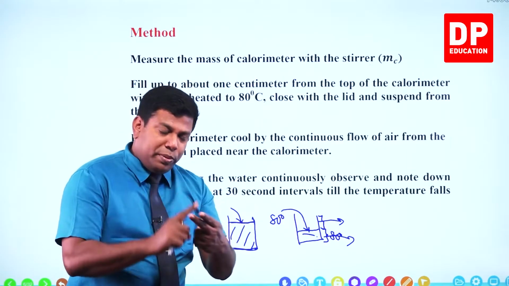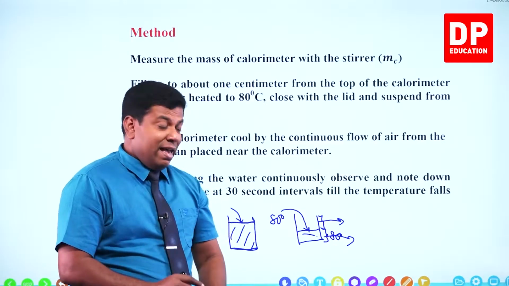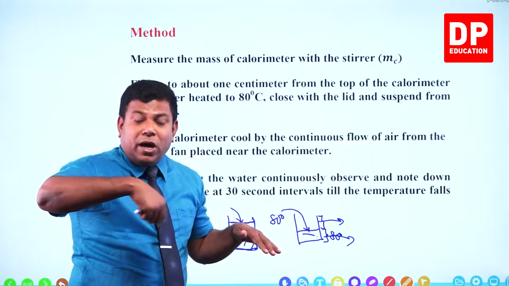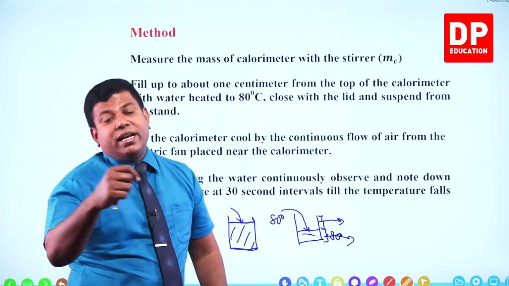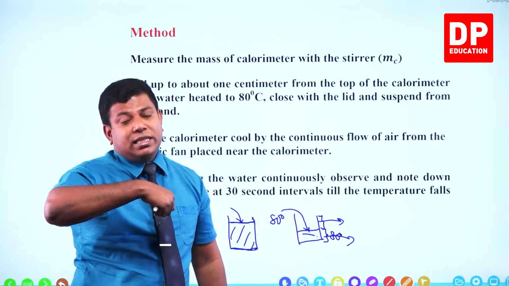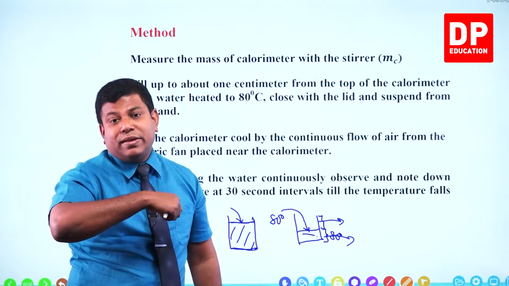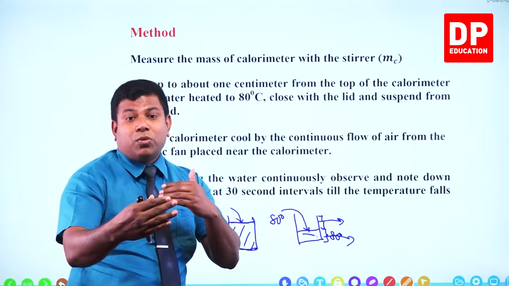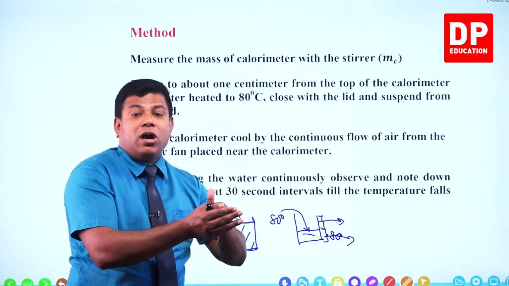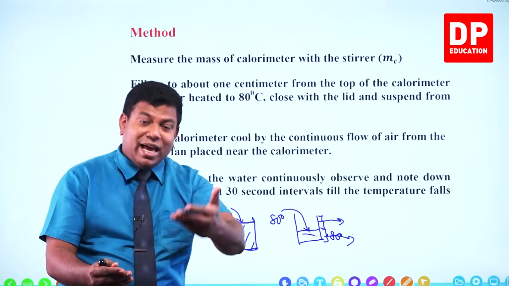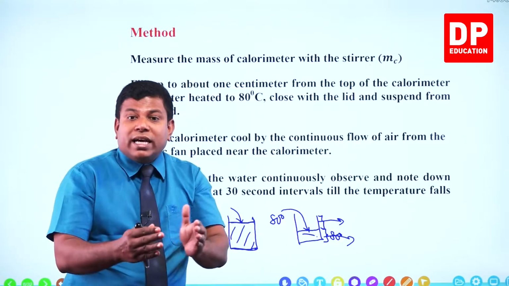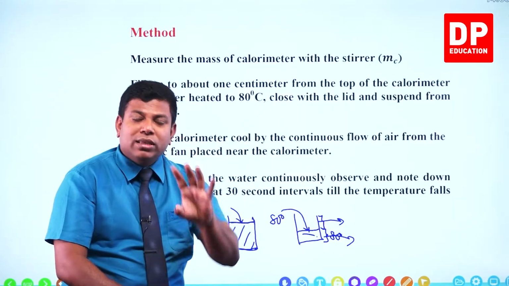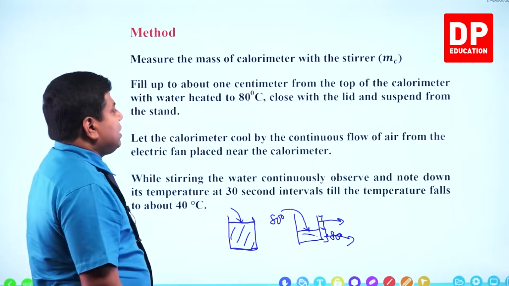So, there are two precautionary measures we are taking. One is filling to this level. Second thing is stirring it continuously, from the start of the experiment until the end of the experiment. Otherwise, the water might not have even temperature throughout. Some part of the water might be hot, some part might not be that hot. And also the water and the calorimeter's walls will not be at the same temperature. To ensure all this, we keep stirring it continuously.